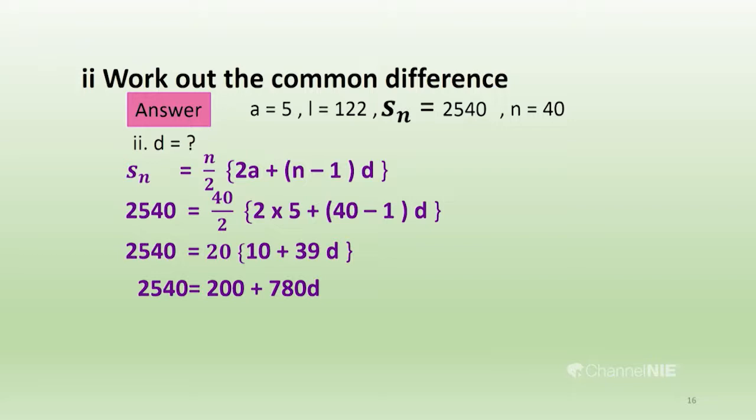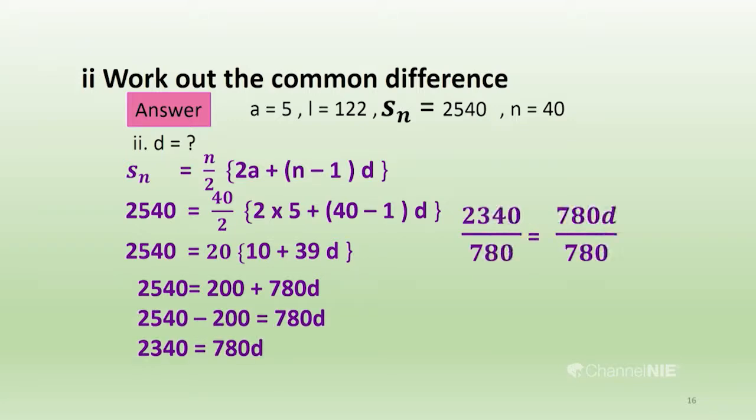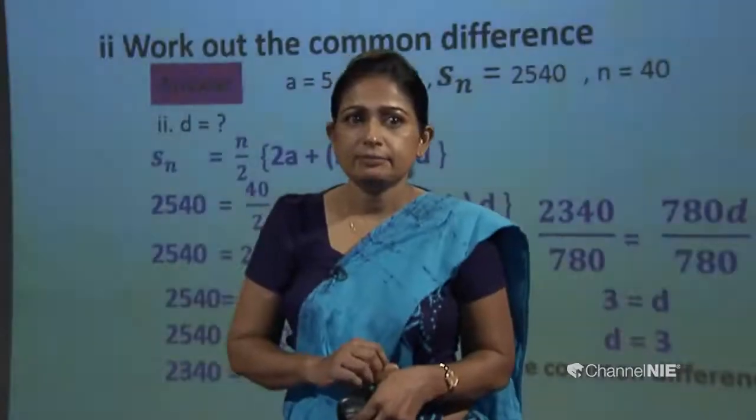So then we got 2540 equals 200 plus 780d. How did I get that? By removing the bracket, by simplifying the bracket. Then we have a simple equation, and by solving the simple equation we can get the answer. Here we can simplify. Here d is equal to, what's the answer? d is equal to 3. Okay, then we can move to another example.